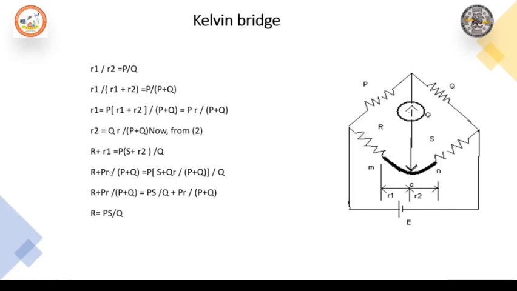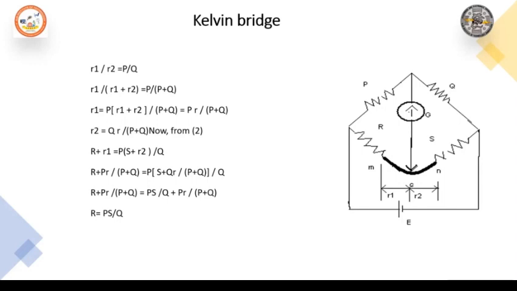Each and every step is self-explanatory, simple mathematical steps. You just have to multiply and divide. That's all we are doing here. And finally, we land up with the equation R is equal to PS by Q. This equation represents the standard bridge balance equation for the Wheatstone bridge.